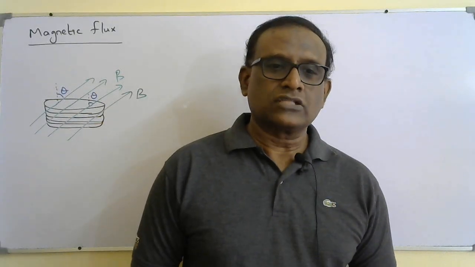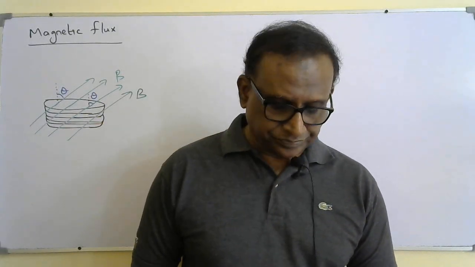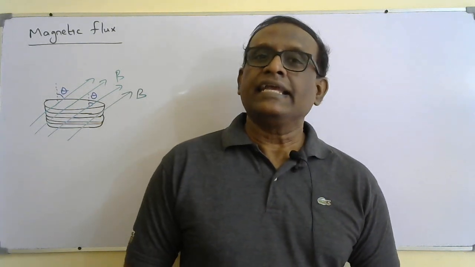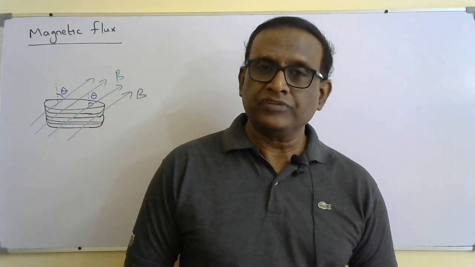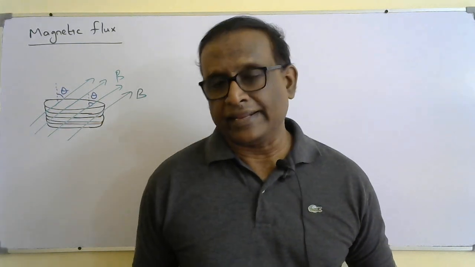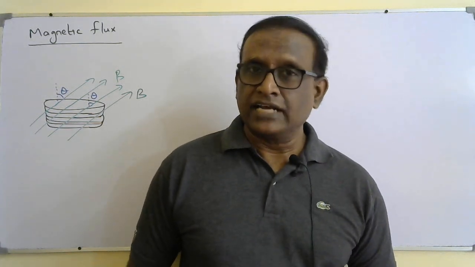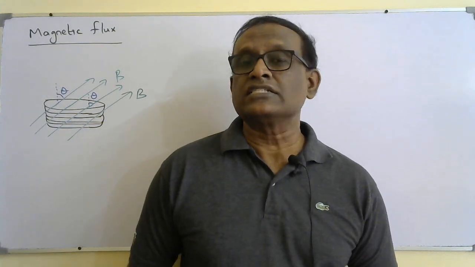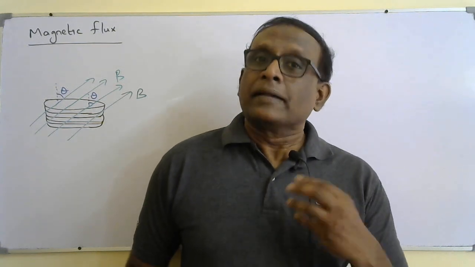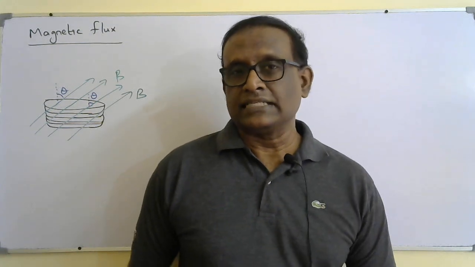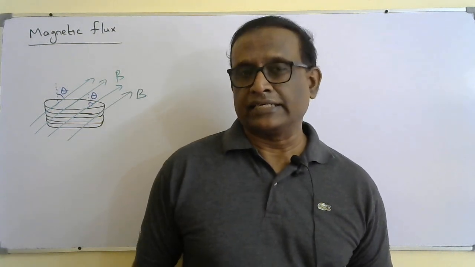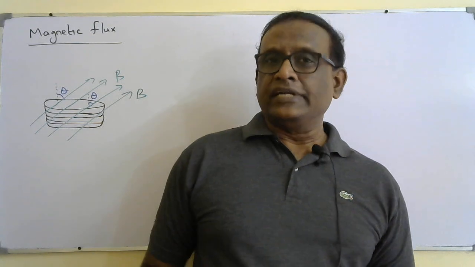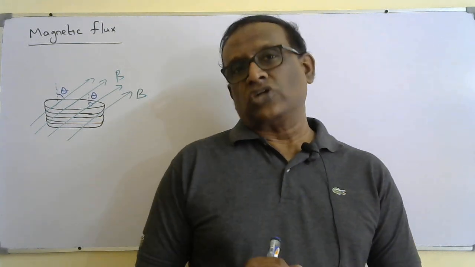Okay, so the next topic is magnetic flux. Magnetic flux is the amount of magnetic field passing through an area. So its unit is Weber or Tesla meter squared. Tesla times meter squared is the magnetic flux. Okay, what's the equation? How do we define it? The actual definition is not in your syllabus.